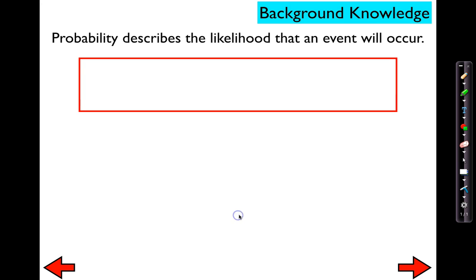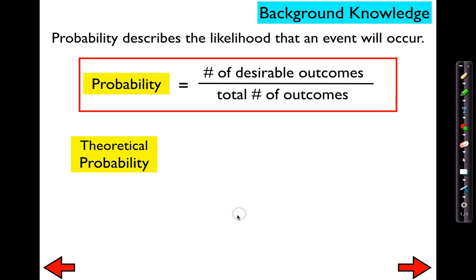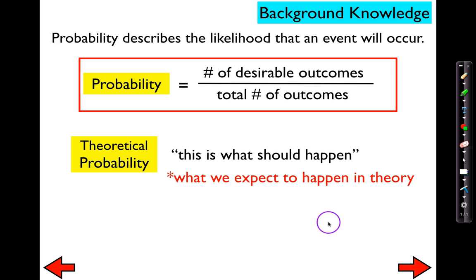Okay, so we know probability basically describes the number of desirable outcomes over the total number of outcomes. And we've discussed what theoretical probability is. It's what should happen. It's basically what we expect to happen in theory, hence the name, theoretical probability.